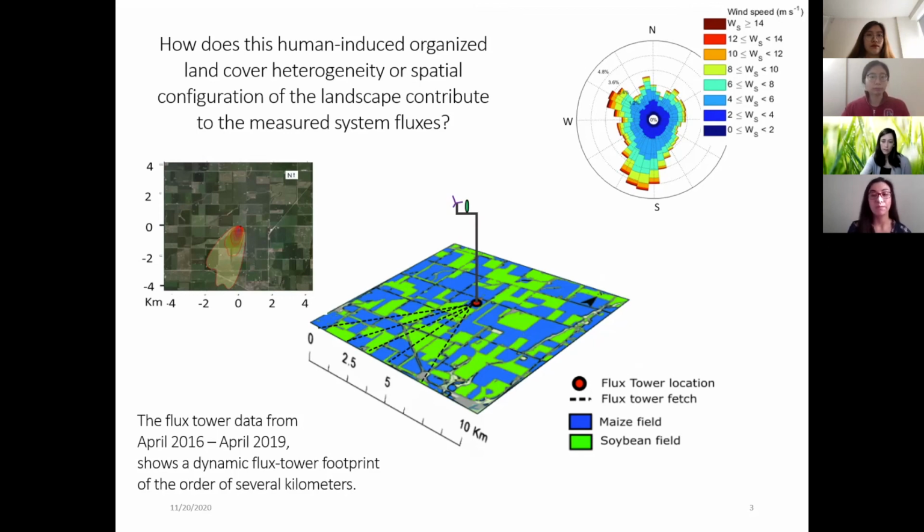To give you a brief idea of how the wind direction shifts, I plotted the wind rose that you can see on top on the right-hand side. I used 3 years of data to construct that plot. And as you can see, the prevailing wind direction is coming from the southwest.